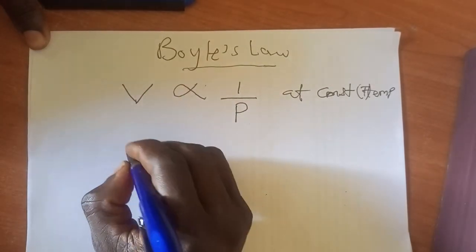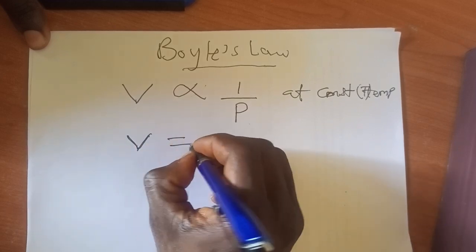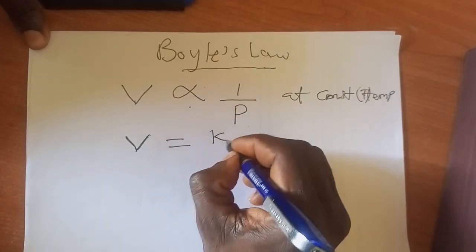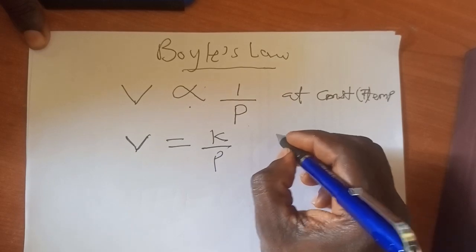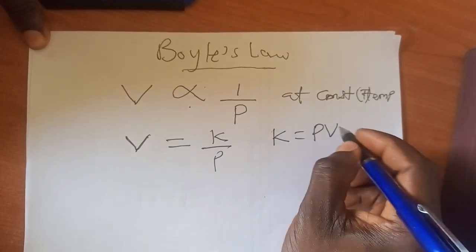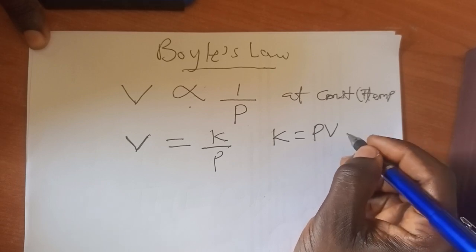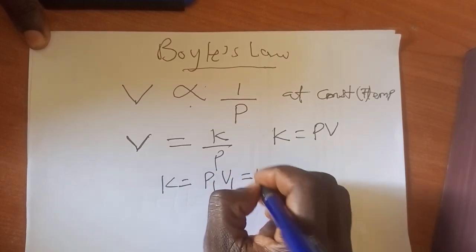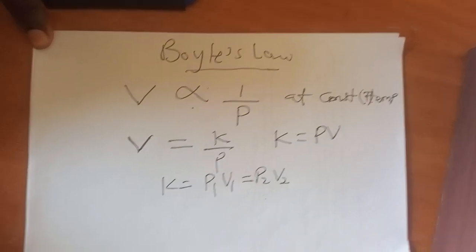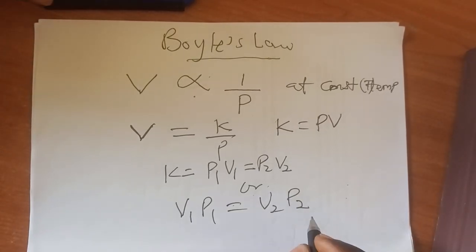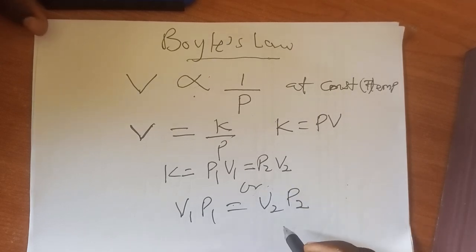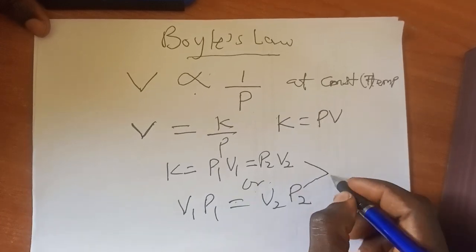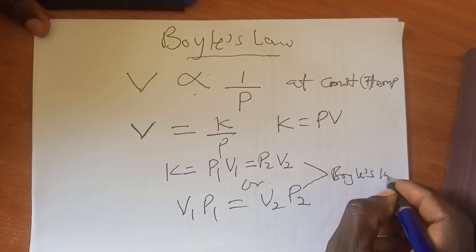And in mathematics, if you apply the rule of variation, you put down the sign of equality and you put k here, which is your constant. Then you look for your k, which is PV. When you get k as PV or VP, then it means that P1 V1 equals P2 V2. So you either say P1 V1 equals P2 V2, or V1 P1 equals V2 P2. Any of these defines Boyle's law.